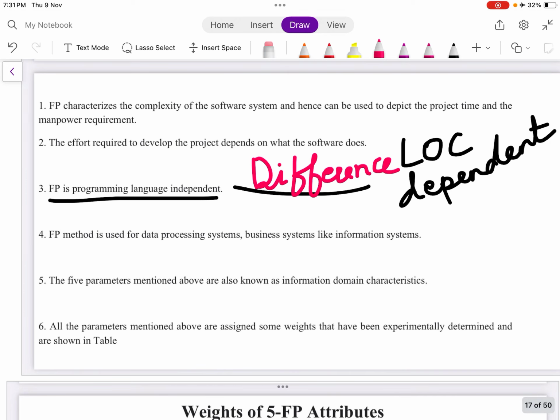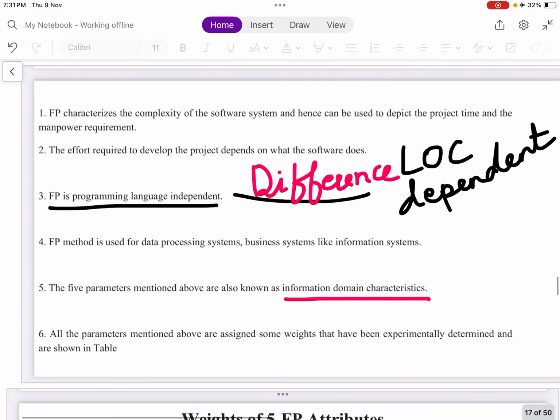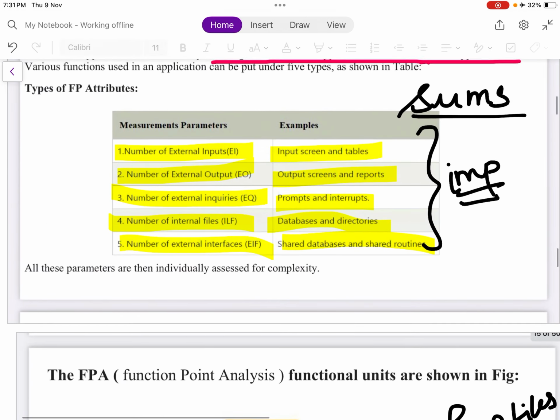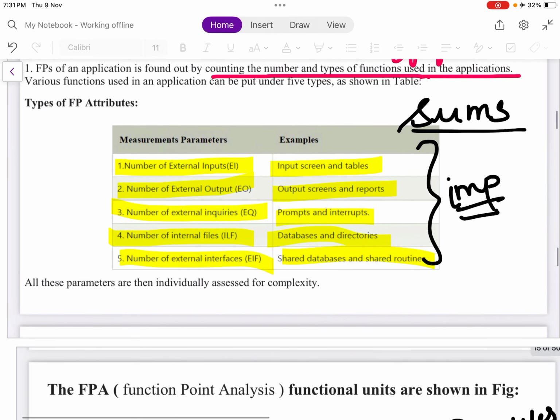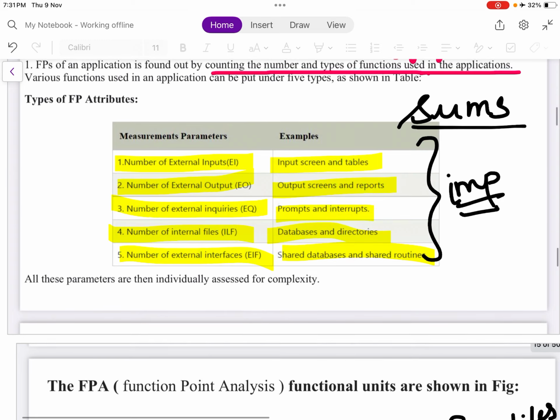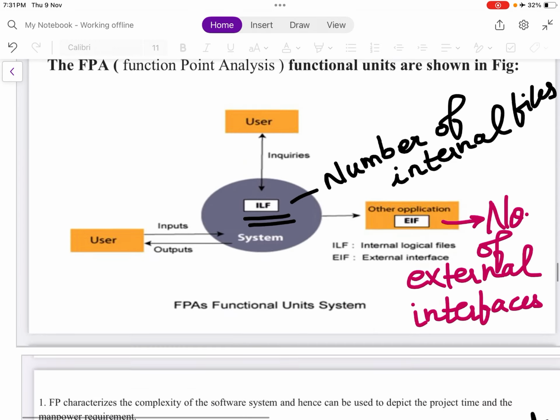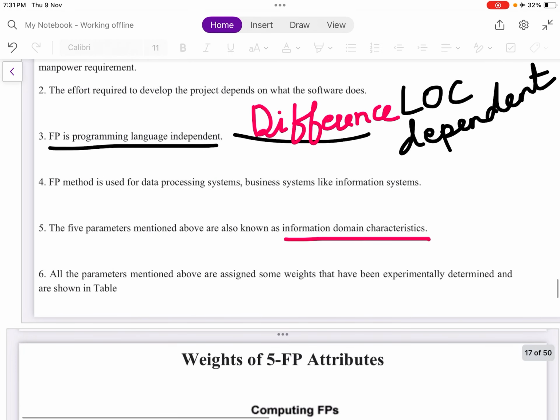FP is a method used for data processing systems, business systems like information systems. The 5 parameters mentioned above are also known as the information domain characteristics. So what are the 5 parameters? Number of external inputs, number of external outputs, number of external inquiries, number of internal files, number of external interfaces. They are also called information domain characteristics.